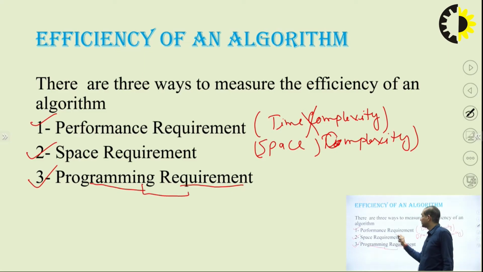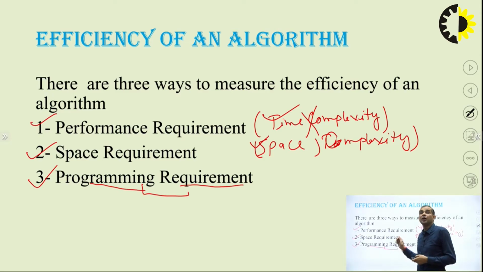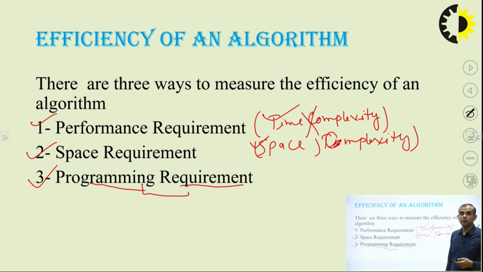So these are the three types of cases when we have to write an algorithm. We have to check the efficiency of the algorithm on the basis of the time complexity, on the basis of the space complexity, and the next one is on the basis of the programming requirement. Whatever type our programming requirement is, accordingly we can use this algorithm.